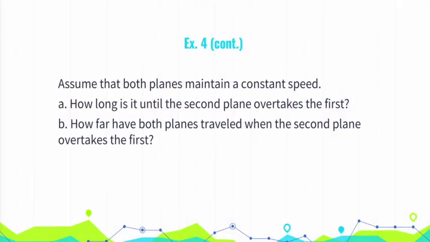Assume that both planes maintain a constant speed. How long is it until the second plane overtakes the first? And how far have both planes traveled when the second plane overtakes the first? So we want the parametric equations of these two, their distance in terms of time.